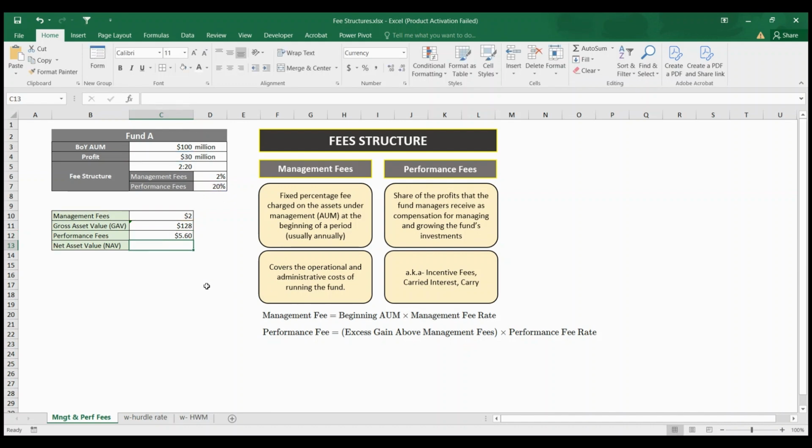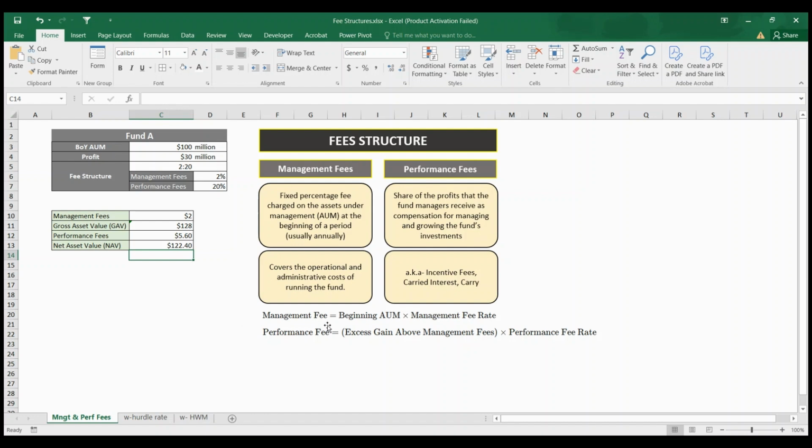Calculating net asset value. Net asset value is nothing but the value of the asset after paying all the fees. So, our net asset value is GAV minus performance fees, which is 122.4 million.